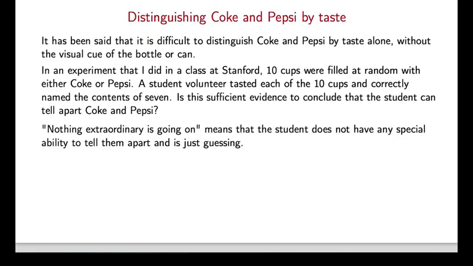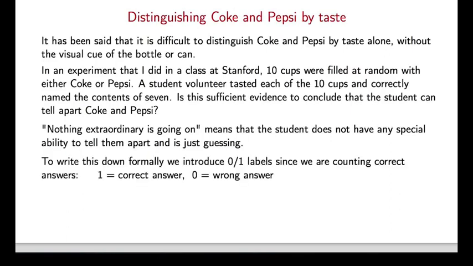So what's the null hypothesis in this situation? Remember, the generic expression for null hypothesis is nothing extraordinary is going on. In this case, that would mean that the student does not have any special ability to tell Coke and Pepsi apart. In other words, the student would just be guessing. Now we have to write this down in a way where we can introduce our methodology. So we know that when we count things, we will introduce 0-1 labels. So in this case, we may have 1 for a correct answer and 0 for a wrong answer.